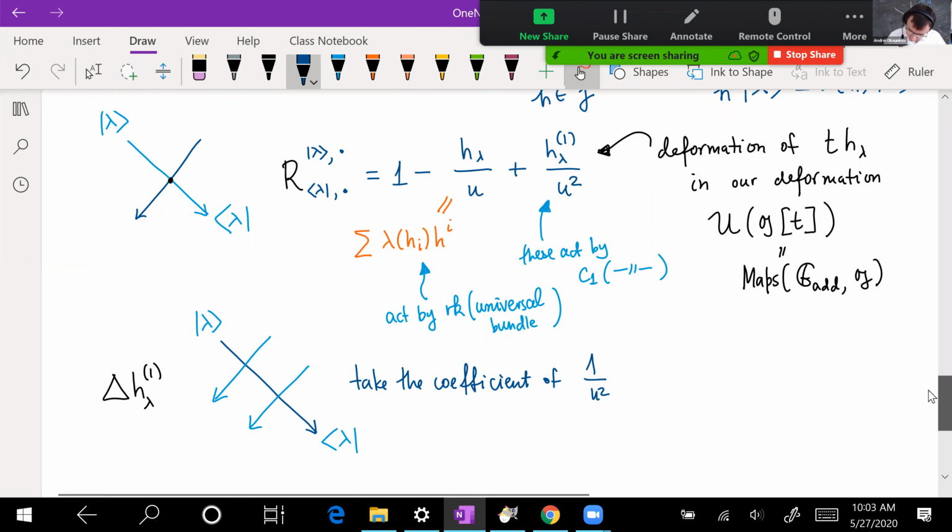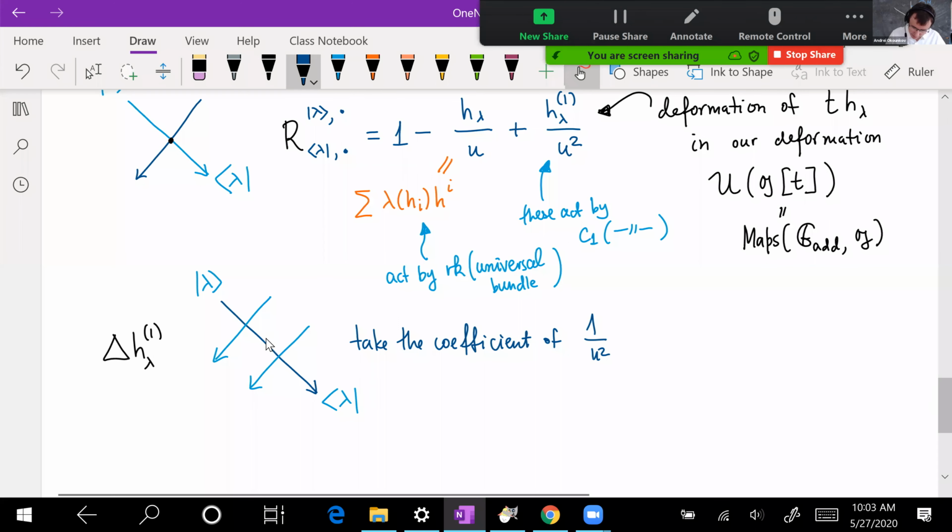And so, how are we going to get the coefficient of 1 over u squared? One term would be if we get u squared from here or u squared from there. So the coproduct of this H1 would be either this, it appears in the first factor, or it appears in the second factor.